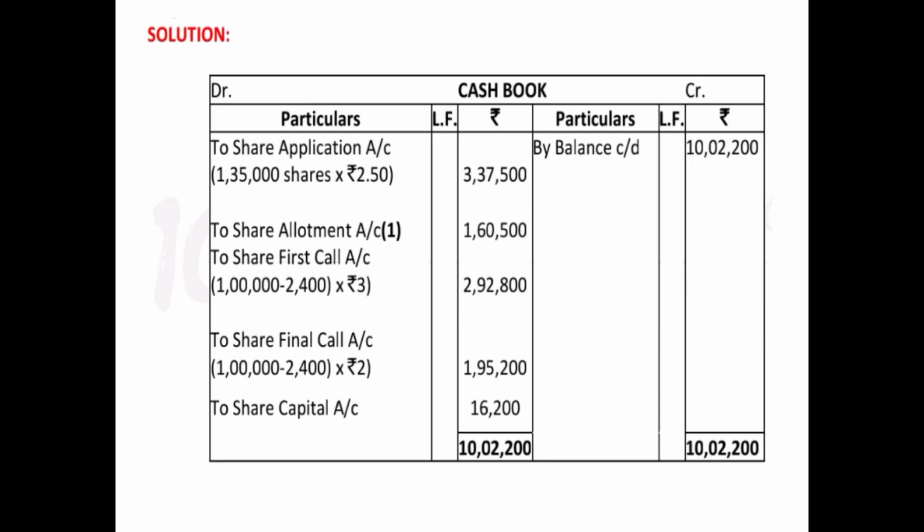Then as we can see, the receiving entry: first call was also not received, so the shareholder who has applied for 4000 shares, actually 2400 shares were allotted to him. So that means he has not paid 3 rupees of first call on 2400 shares also. So therefore the first call will be paid only on 1 lakh minus 2400 shares, the remaining shares, into 3, that means 2,92,800 will be the first call received.